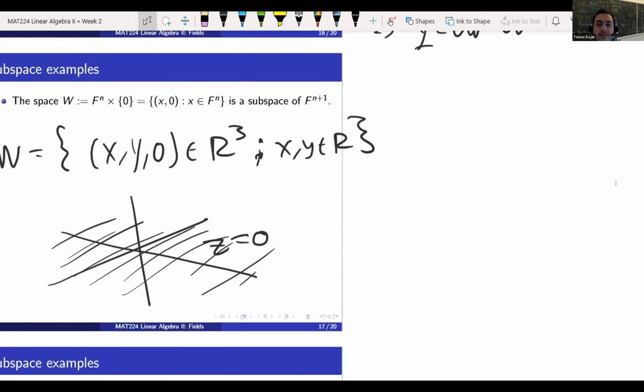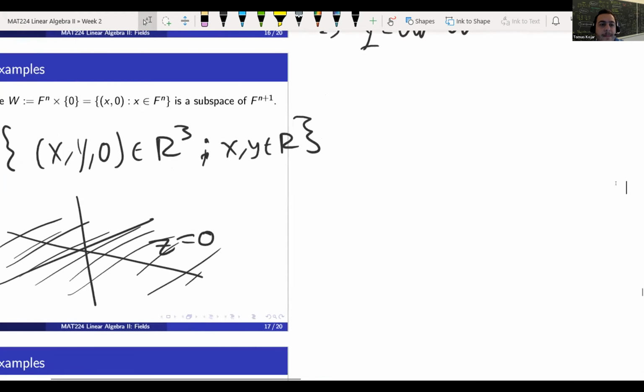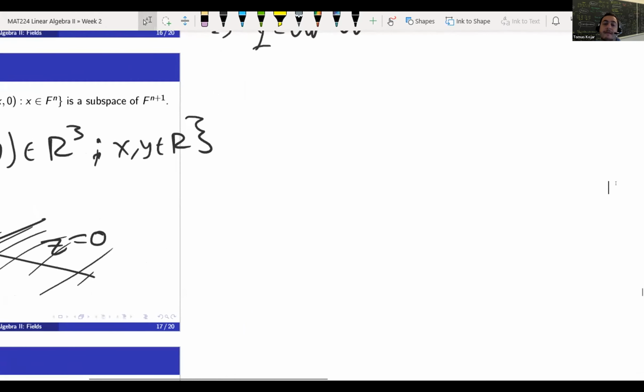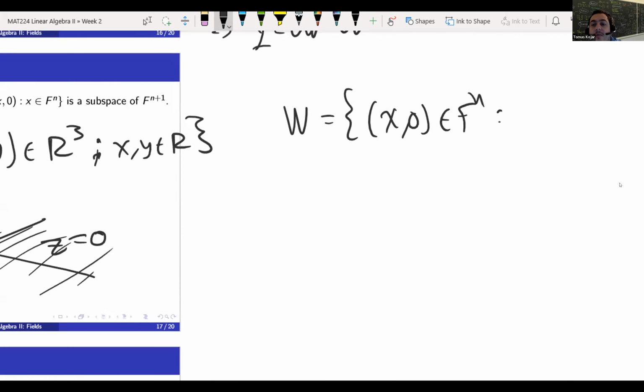And instead of going through all the axioms, we're just going to check closure. So I might as well do it for the general case: x comma 0 in Fn, where x is in Fn minus 1. Okay, so let's do that.